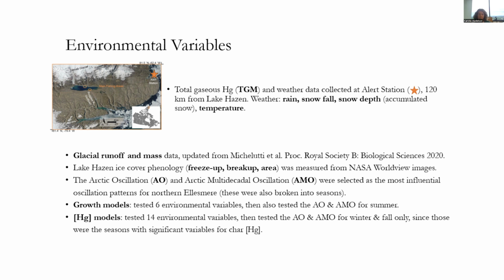We then offset the fall and winter because, as you saw in the previous slide, the char sampling always occurred in summer. So we subtracted a year from our fall and winter seasons and lined them up that way in our analysis. So again, the weather data that we got was rain, snowfall, snow depth, and temperature.